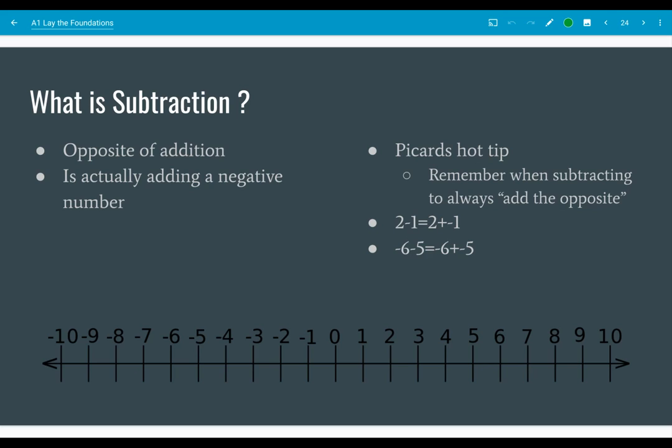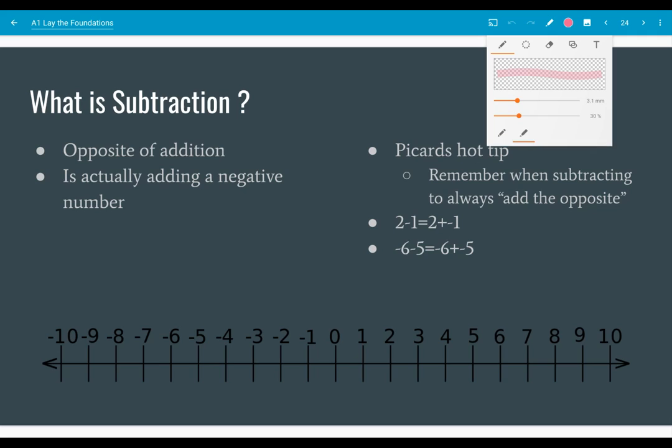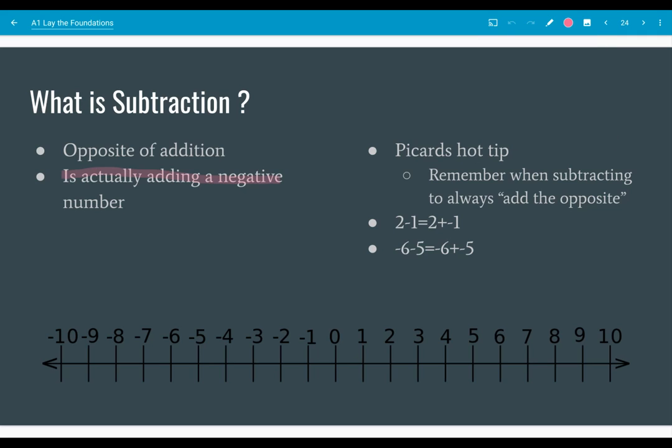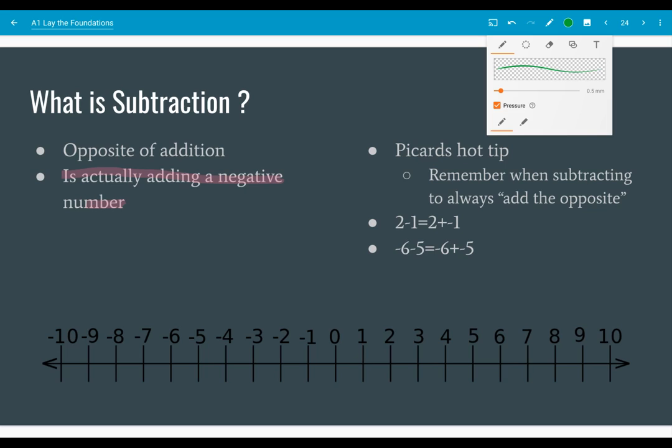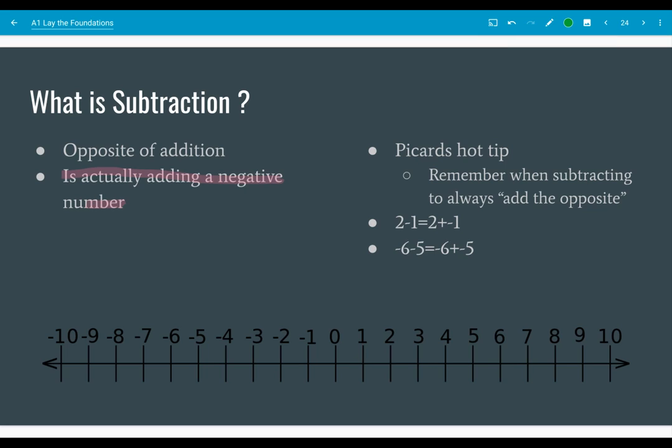So now we get to the little more complicated. What is subtraction? Okay, subtraction, we traditionally have been used to it being the opposite of addition. And while that's still true, really what it is is just adding a negative number. And if you don't believe me, let's take a look at our example. So 2 minus 1, it's really adding a negative number, so it's 2 plus negative 1.